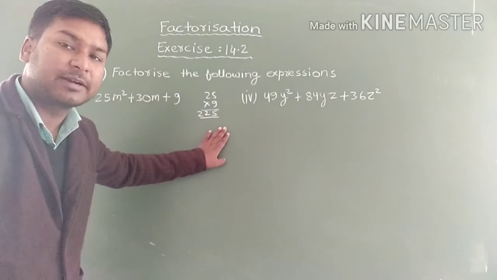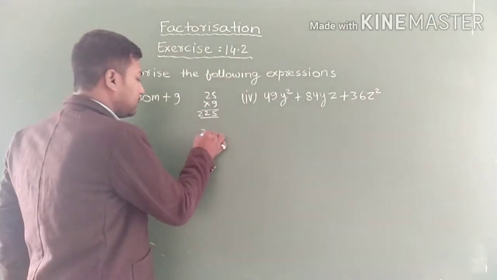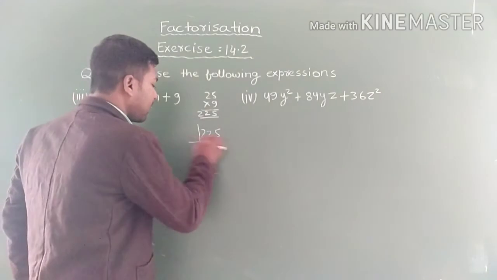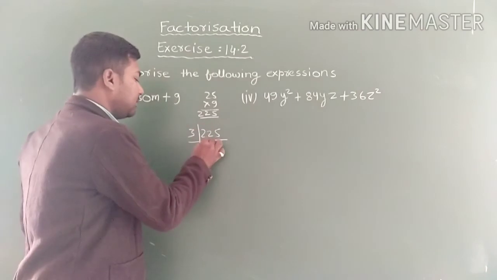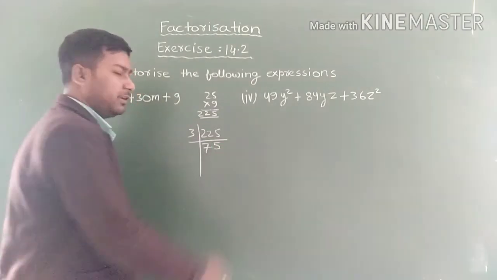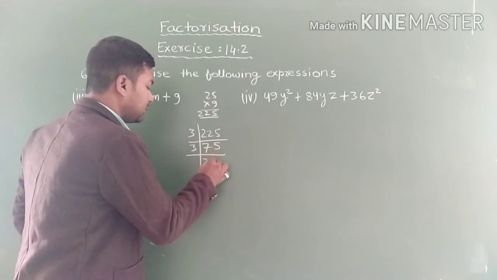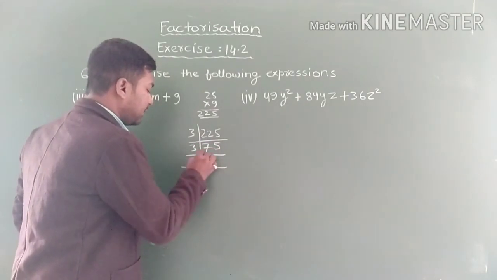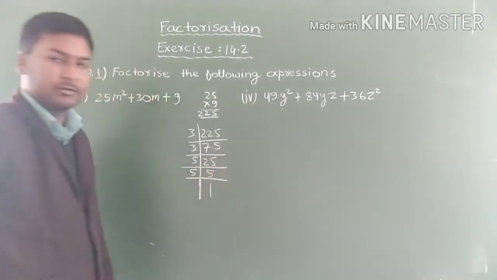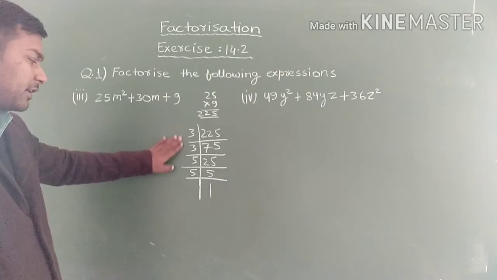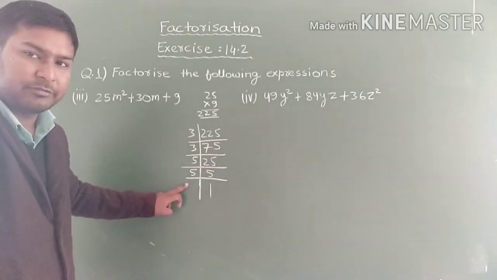Now we have to find the factors of 225. Start dividing by 3. 3 times 7 is 21, 3 times 5 is 15. Now again 3, so it will be 5. Now take 5, 5 times 5 is 25. Now again 5, 1. So the factors of 225 are 3 into 3 into 5 into 5.